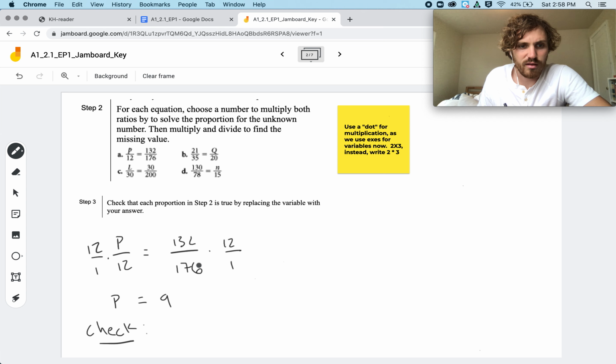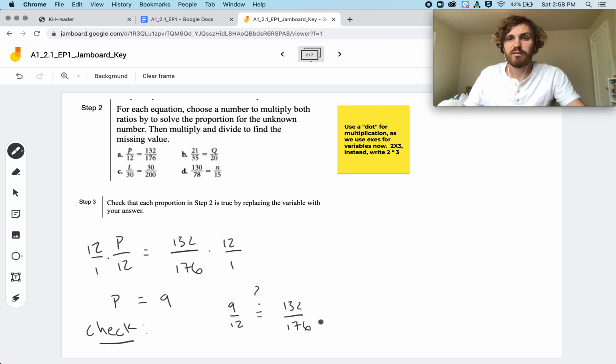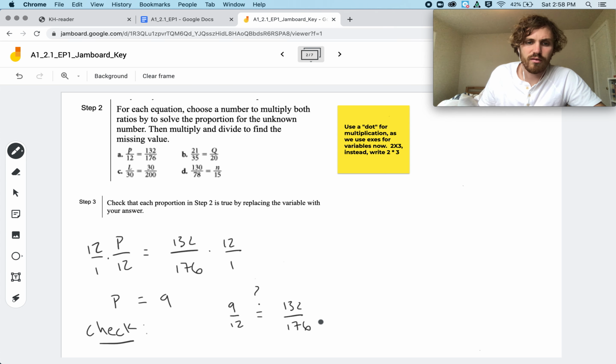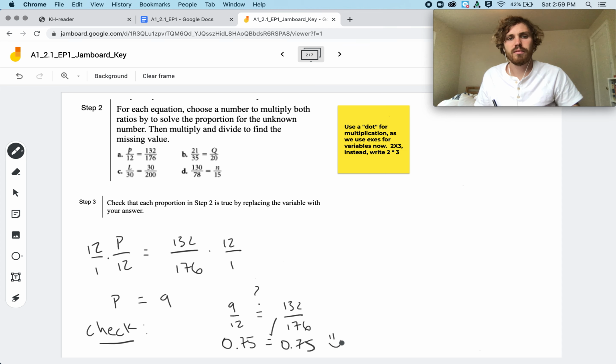So if I plug 9 into the original equation, I get 9 over 12 is equal to, with a question mark because I'm checking my answer, 132 over 176. So let's find the decimals and see if they are equal. So 9 divided by 12 is 0.75, and 132 divided by 176 is also 0.75. So since 0.75 is equal to 0.75, I can put a check there, and I know that my answer is true. Okay, let me do one more with you, and then I'll ask you to do the last two.